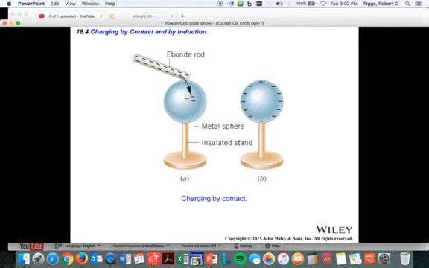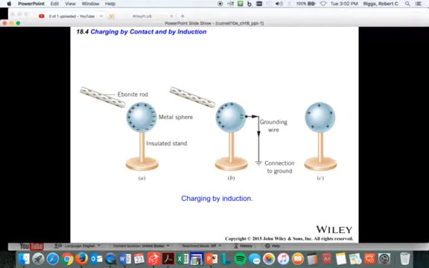Okay, this is charging by contact. Metal sphere, so here's what happens. The charge is set up on the sphere, then it all forms on the outside, just like we saw in the voltage lecture. So I was talking about all this stuff.